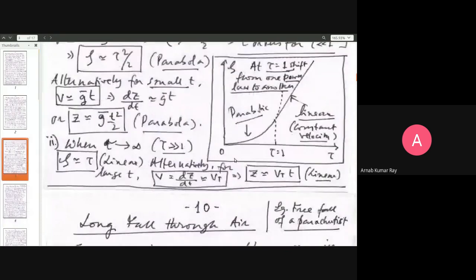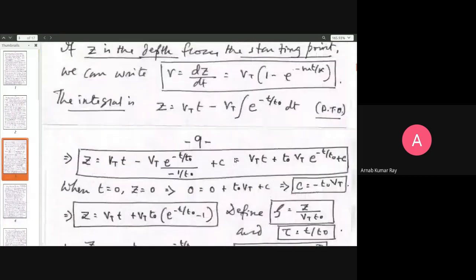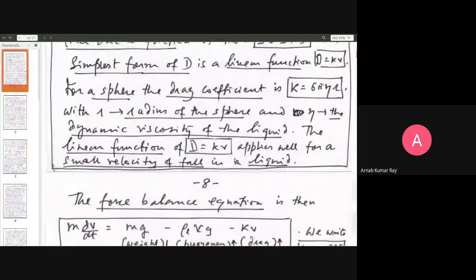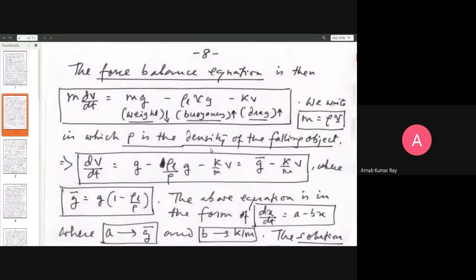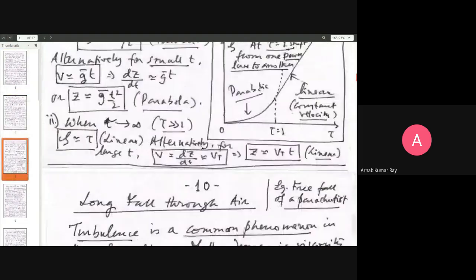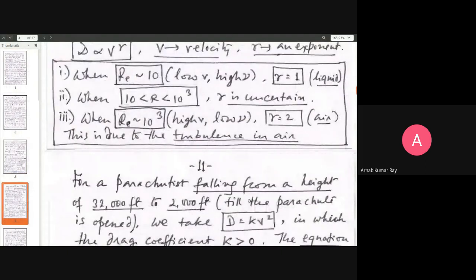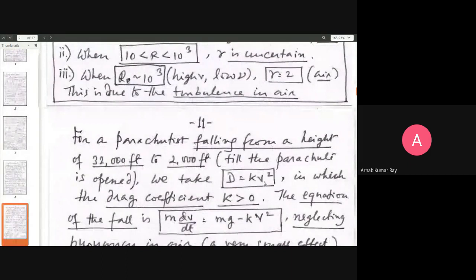So when you have liquid, gamma will be equal to 1, D will be proportional to the velocity raised to the first power, and this is the formula that you shall use. D is proportional to velocity raised to the first power. You apply a linear function, D is equal to k into v, k is the constant of proportionality. But if you are talking about air, then D will be equal to k into v squared. So you have a parachutist falling from a height.